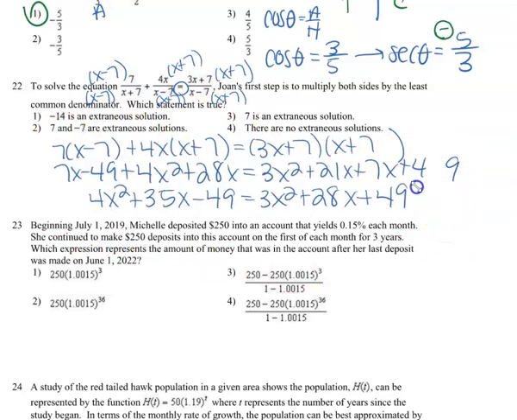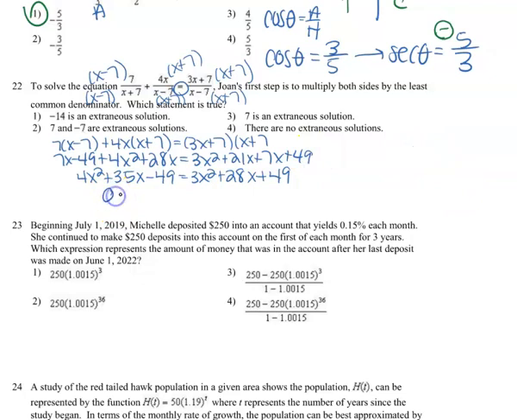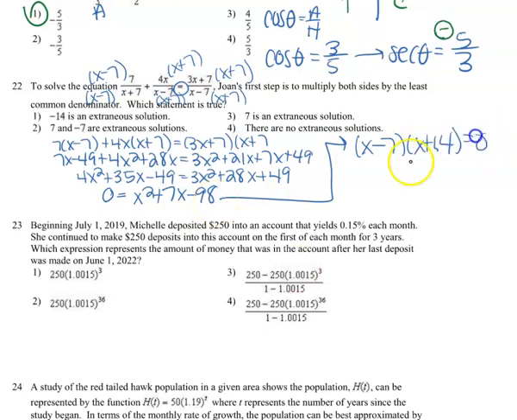Trying to give myself some more room here. Alright, so ultimately, factors of 98 that sum to 7 are negative 7 and 14, which means my solutions are 7 and negative 14.